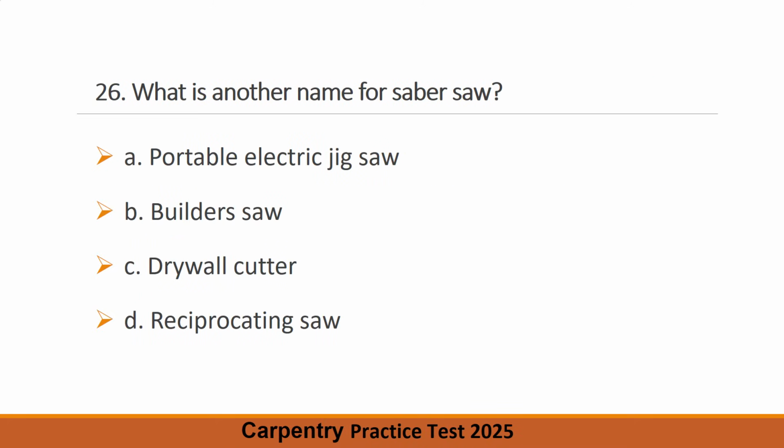26. What is another name for saber saw? A. Portable electric jig saw. B. Builder's saw. C. Drywall cutter. D. Reciprocating saw.